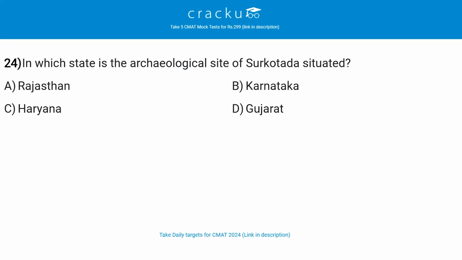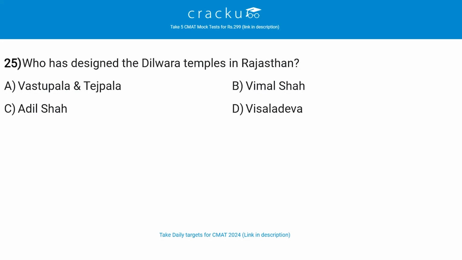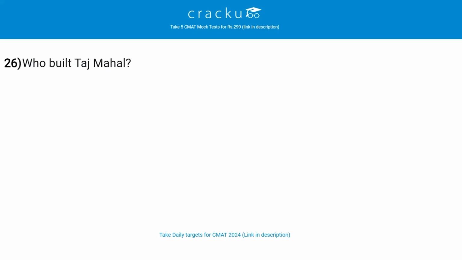In which state is the archaeological site of Surkotada situated? The answer is Gujarat. Who has designed the Dilwara temples in Rajasthan? The answer is Vastupala and Tejpala. Who built Taj Mahal? The answer is Shah Jahan.